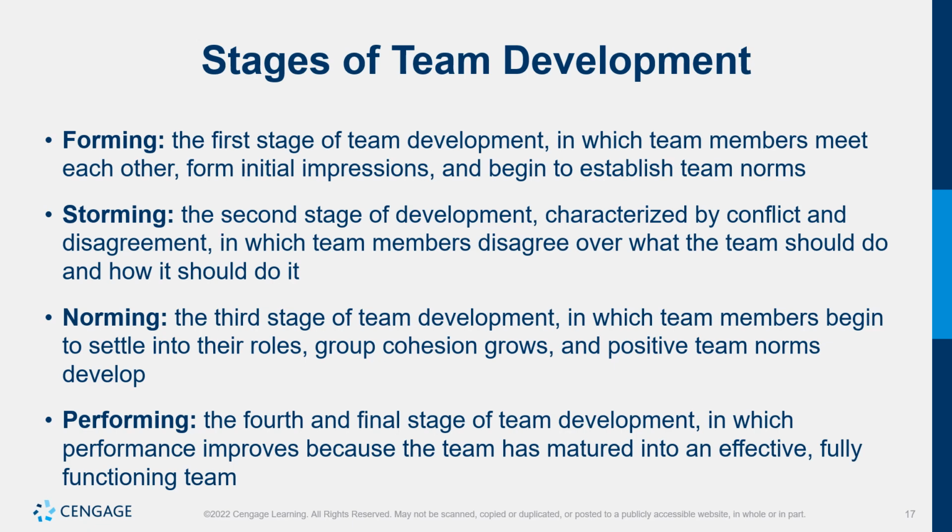Norming is the third stage, in which team members begin to settle into their roles, group cohesion grows, and positive team norms develop. The fourth and final stage is performing, in which performance improves because the team has matured into an effective, fully functioning team.